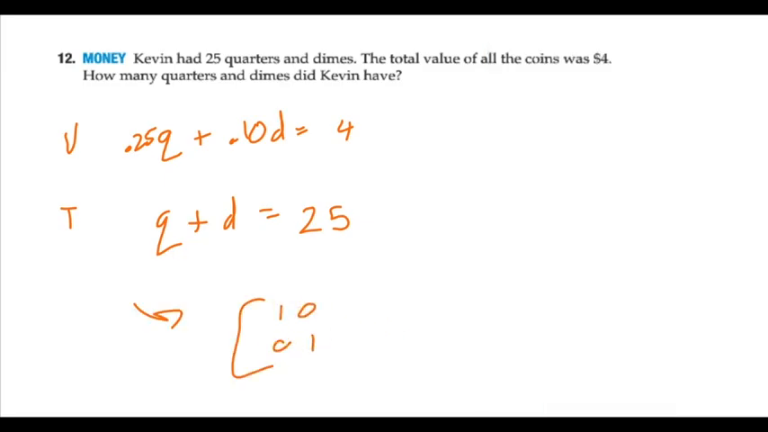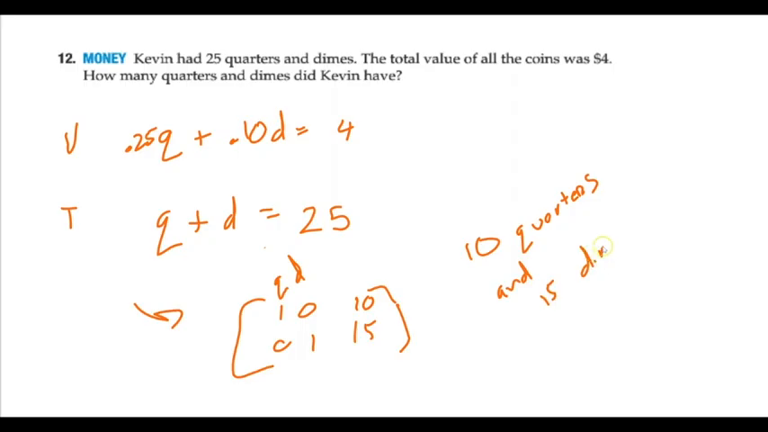1, 0, 0, 1. And I think it was 10 and 15, but let me double check. Yeah, 10 and 15. Quarters is column 1, dimes is column 2. See how for quarters, column 1, there's no value on top? The only value is right there. Quarters is 10. And for dimes, there's no value on top. Dimes is down here. Dimes is 15. We have 10 quarters and 15 dimes. For an application problem, write your answer in a sentence.